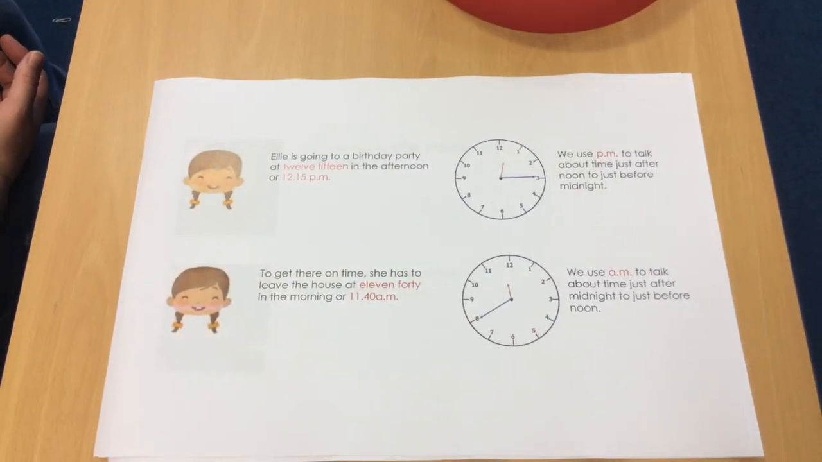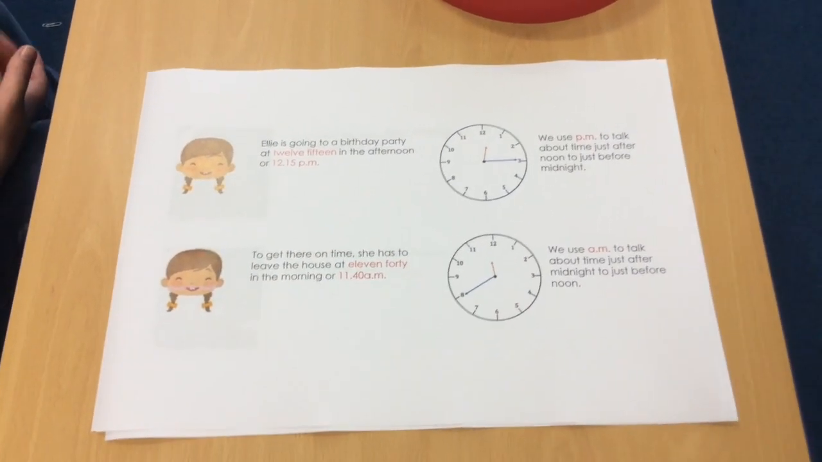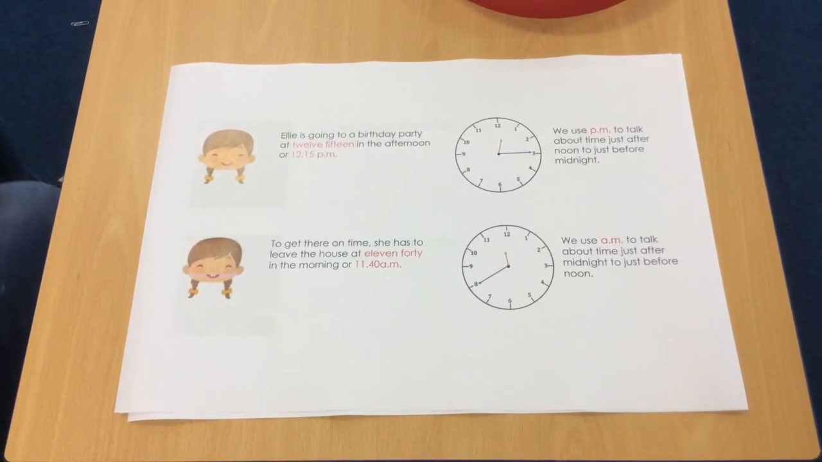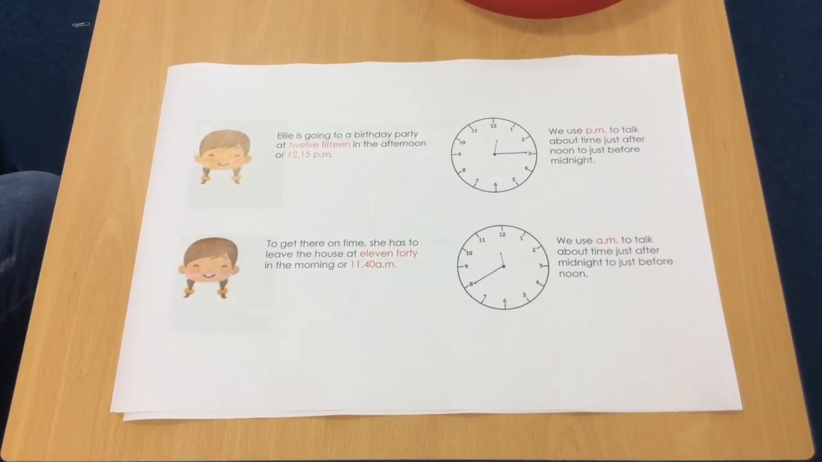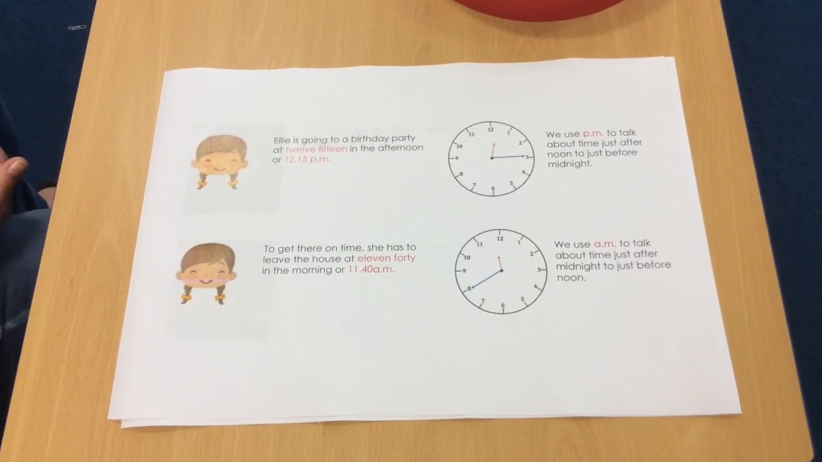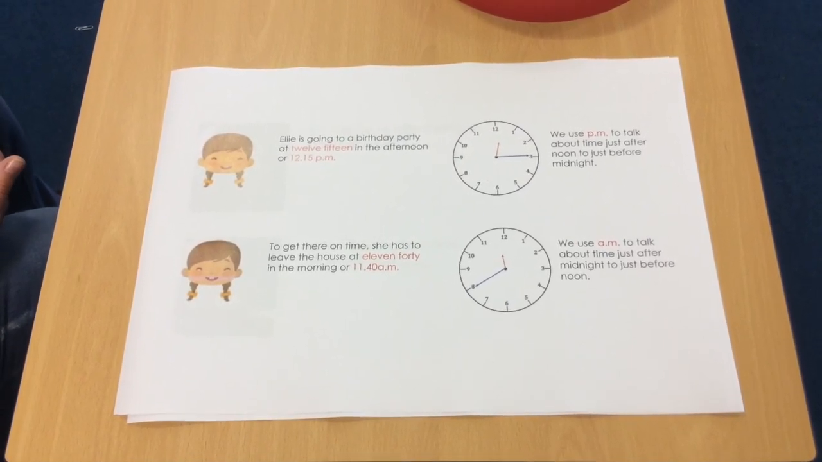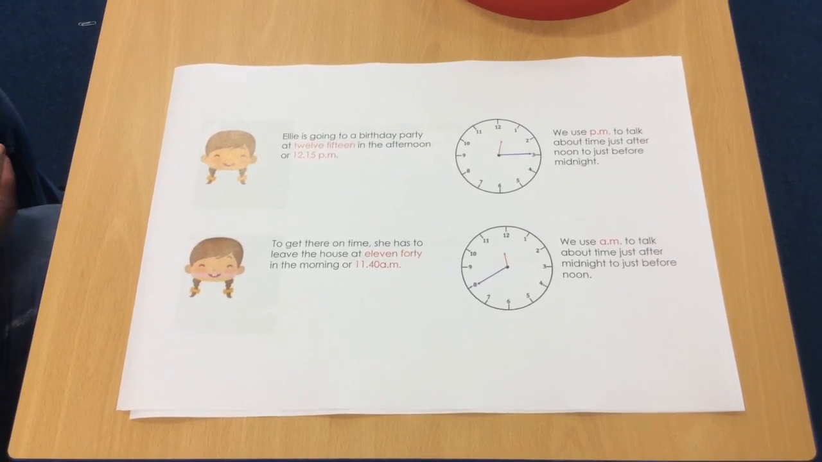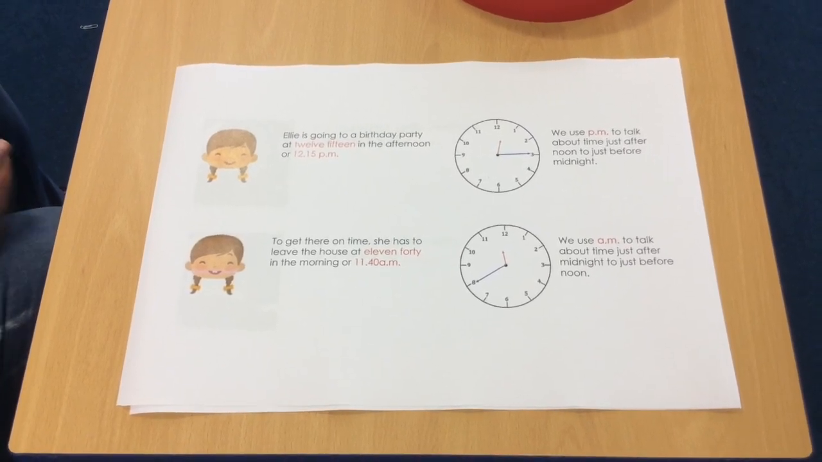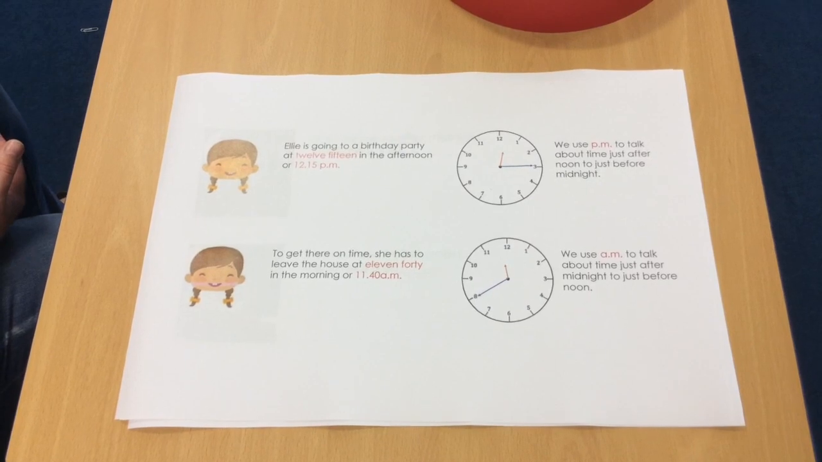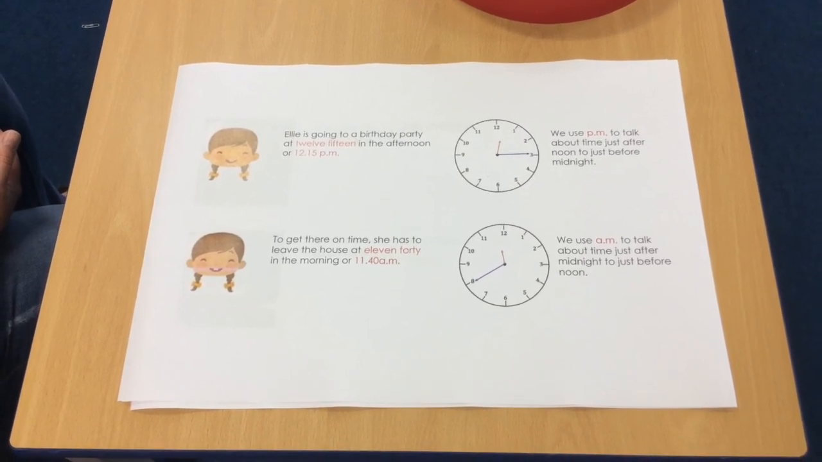Okay, so on to learning about AM and PM. So Ellie is going to a birthday party at 12:15 in the afternoon. And we would say that as 12:15 PM. We use PM to talk about time just after noon and just before midnight.